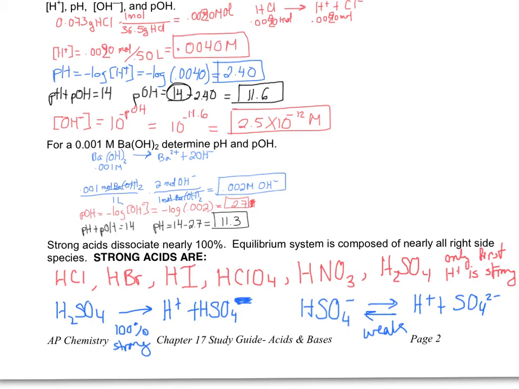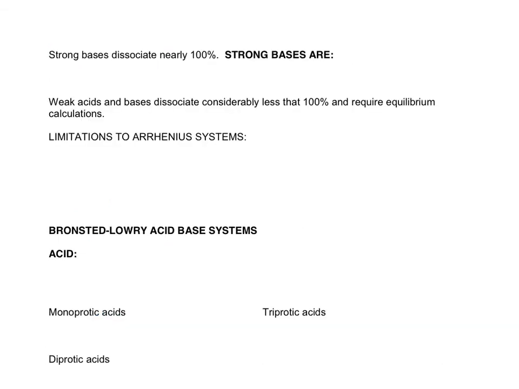Let's look next at the bases. And so, again, strong bases dissociate 100%. And the strong bases are all of group 1 hydroxides. Let's write that down. All group 1 hydroxides. So, for example, NaOH, LiOH, CsOH, FrOH. So all of group 1 hydroxides. And then some of group 2.